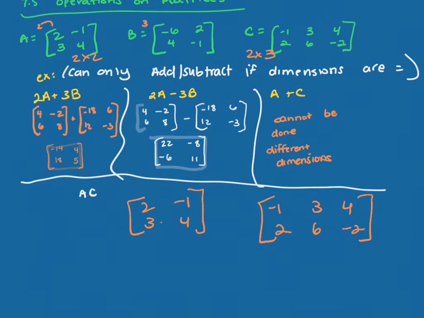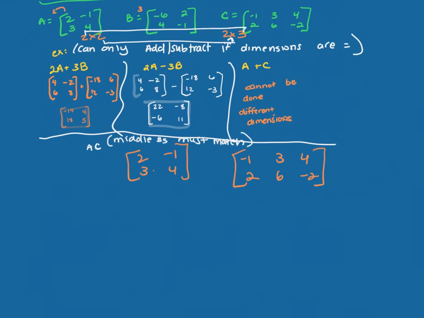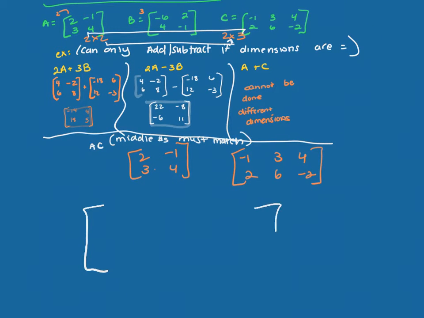So remember, the rule for multiplication is the middle numbers have to match. Middle numbers must match. So 2 and 2 match, which means I can do it. The outer 2 is your result. So my result is going to be a 2 by 3.